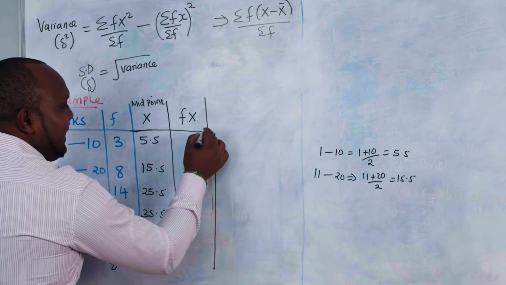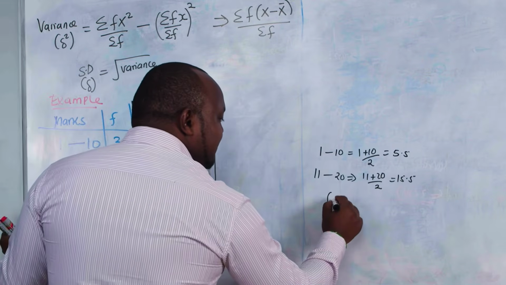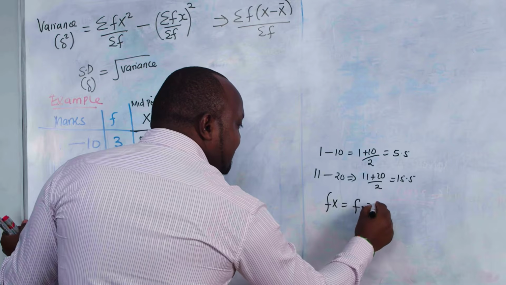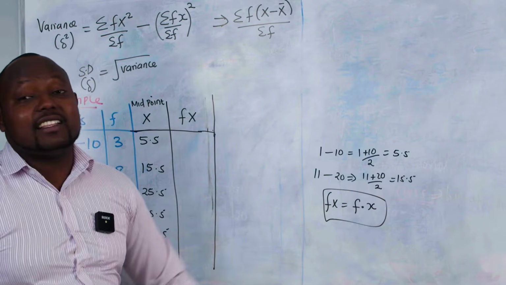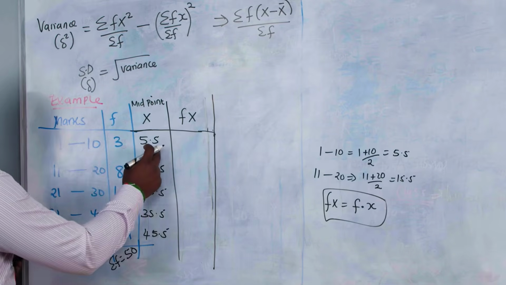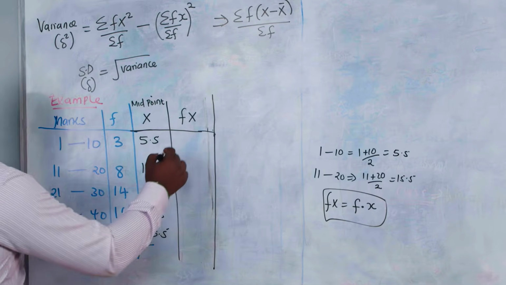How do we get fx? Fx is the product of f times x. I want you to understand that when we want to get f of x, it is the product of f and x. So 3 times 5.5, you are going to get 16.5.